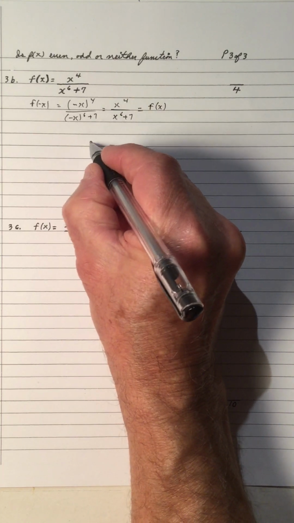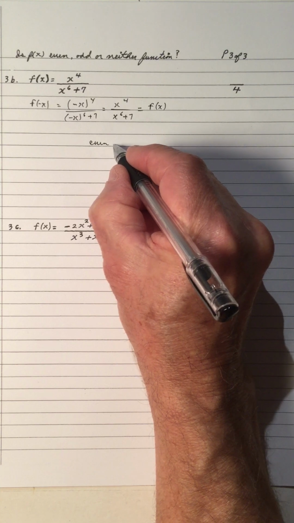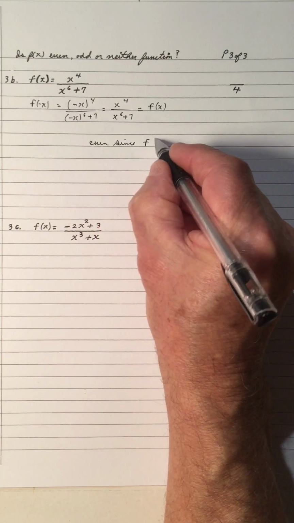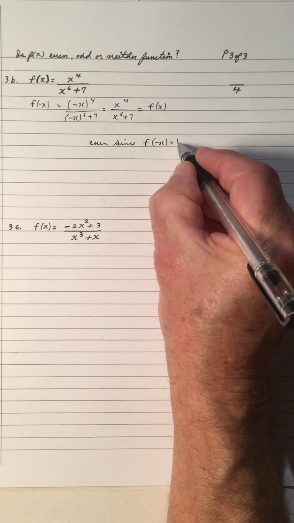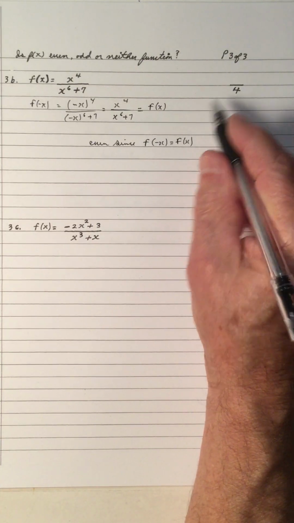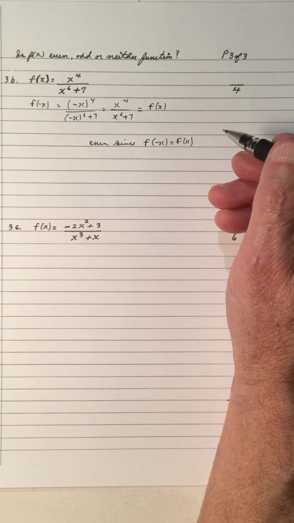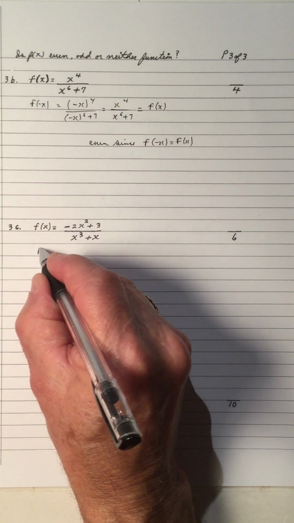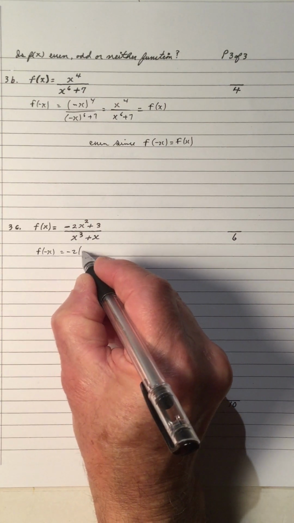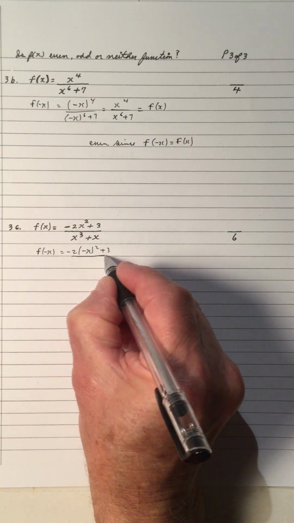So this is even, since f of negative x is equal to f of x. That's why it's an even function, because we illustrated this. And for C, we get f of negative x again. Negative 2, negative x being squared, plus 3.